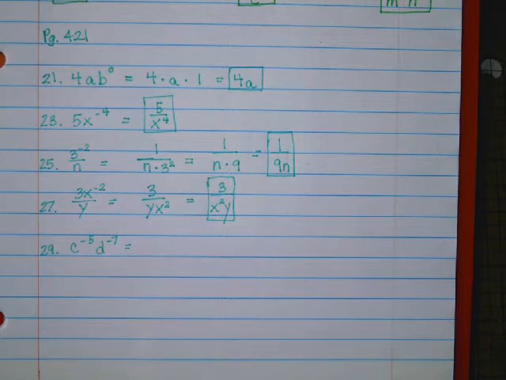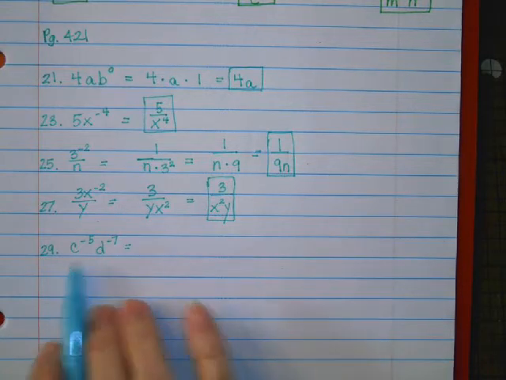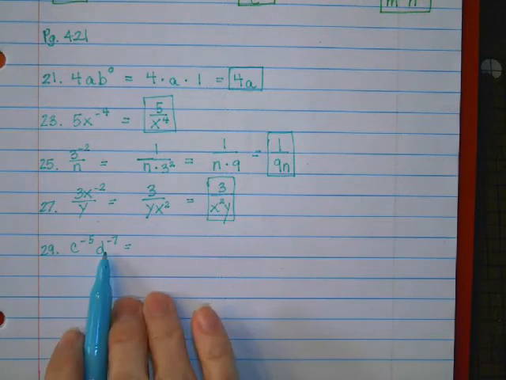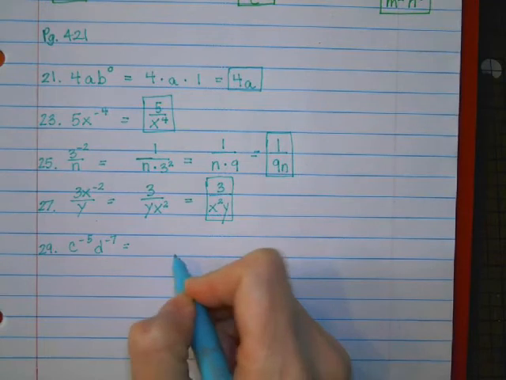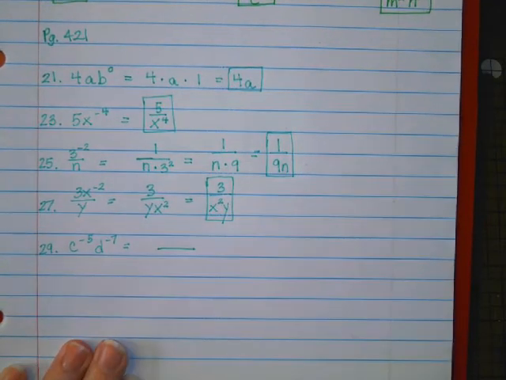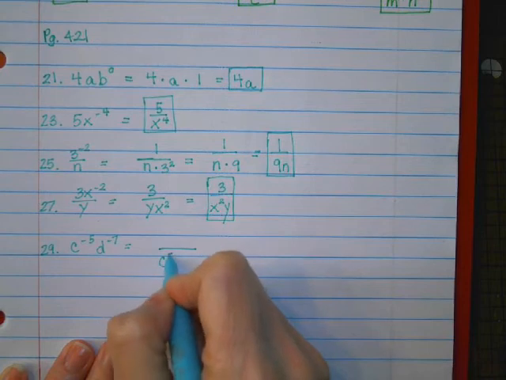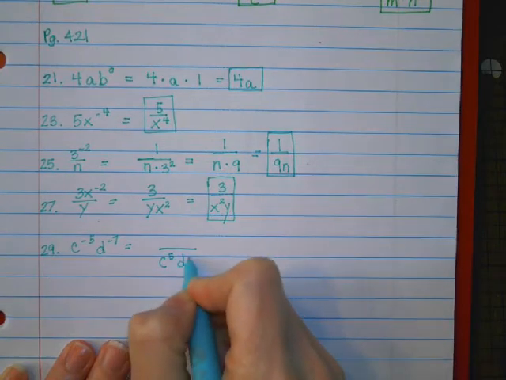Fantastic, Lakeisha. Tell me what we do. Okay, Lakeisha said we have 2 variables that each have a negative exponent, so they can't stay there. They have to go to the bottom. Beautiful. Okay, so she's going to say these got to go to the bottom. If they go to the bottom, Lakeisha, what do they become? Correct. They become c to the positive 5, d to the positive 7.